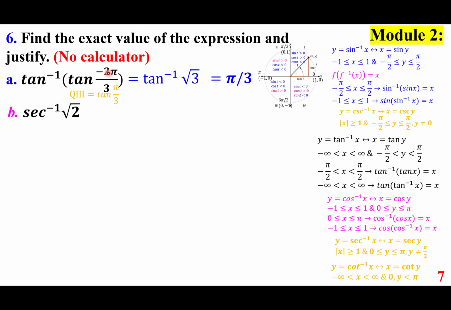We want secant inverse of square root of 2. We don't know what that is. Let's call it alpha, beta, gamma, x. By definition of an inverse function, then secant of alpha must be square root of 2. And again, we may not know secant, so cosine is the reciprocal of that. 1 over square root of 2 or square root of 2 over 2, and then alpha becomes pi over 4.